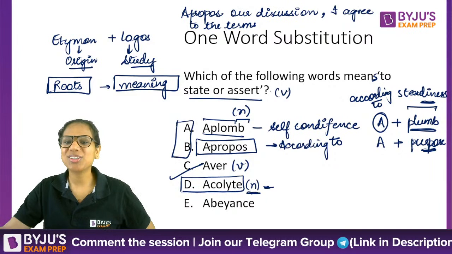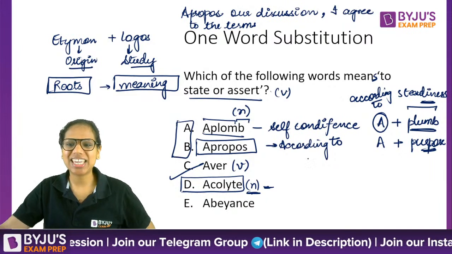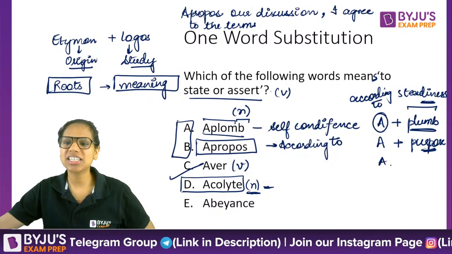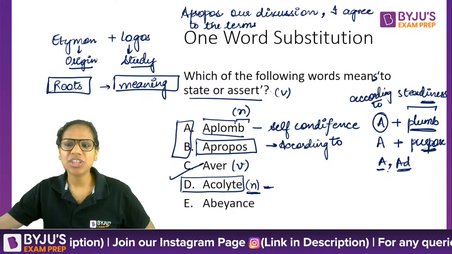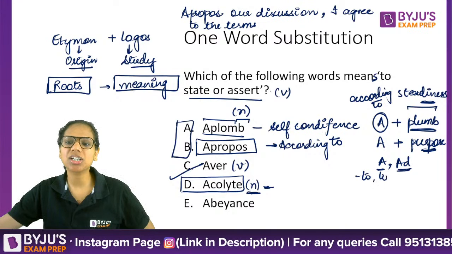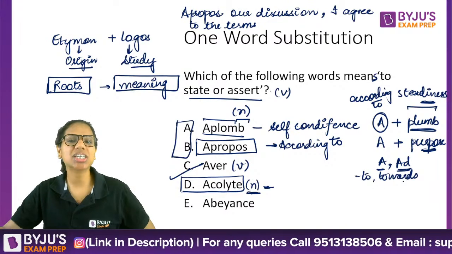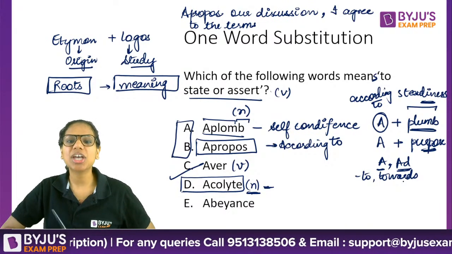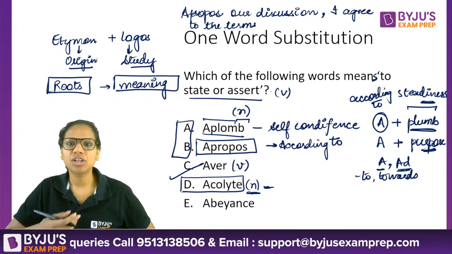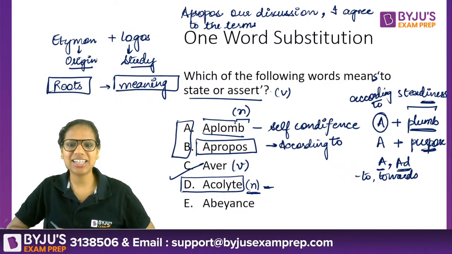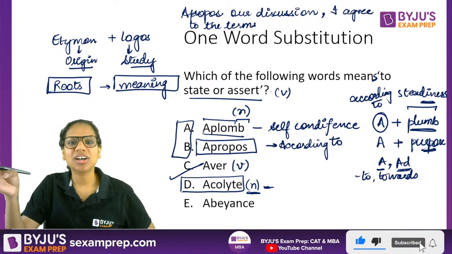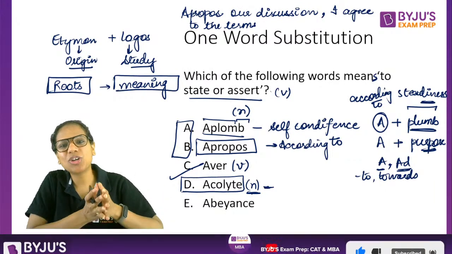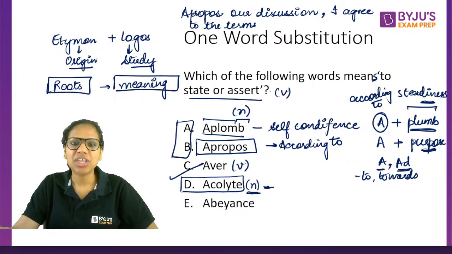The prefix that we're trying to learn now, you must have realized, is a. This is actually a prefix, and sometimes it takes the form of ad also. It means to, towards, according to, right? So, ver means the truth, to state the truth, right? Acolyte, again, basically someone who gravitates towards you, is very obsequious towards you.